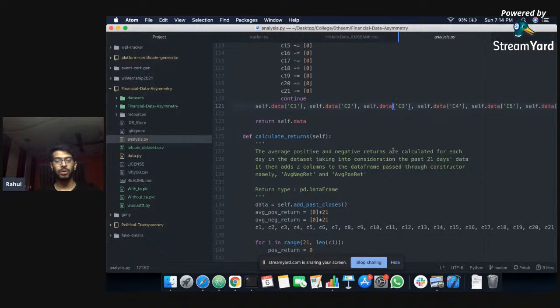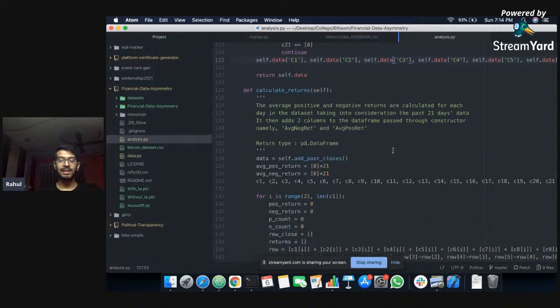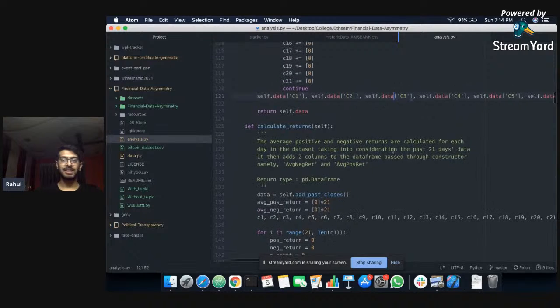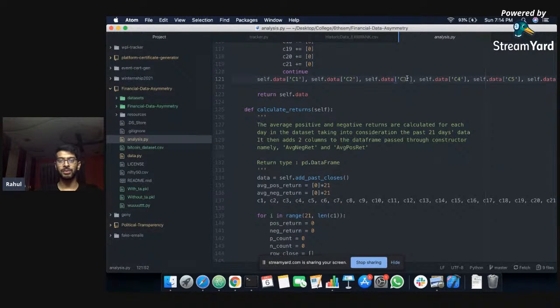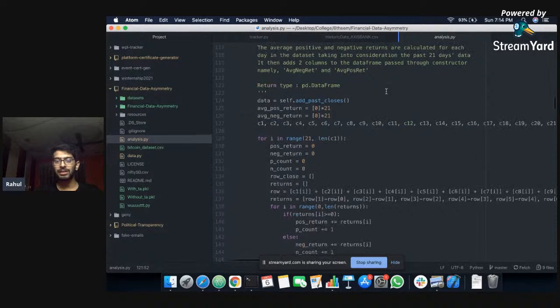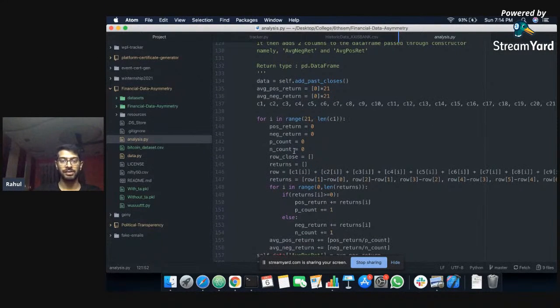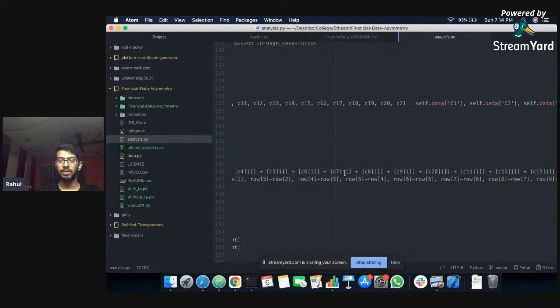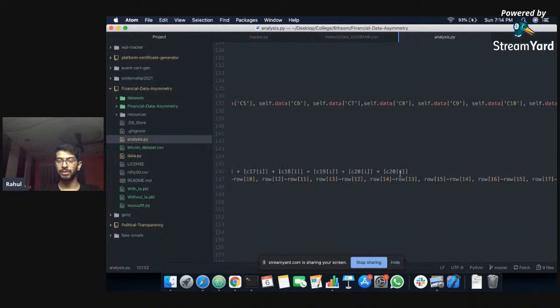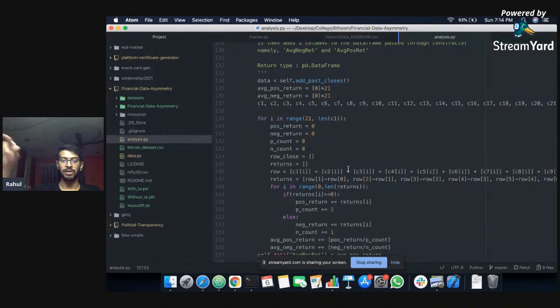So we decide to also calculate the returns, and how we calculate the returns is very simple. In case we want to calculate the return between C1 and C2, we just do C2 minus C1. If you want to calculate the returns between C2 and C3, we just do C3 minus C2. So it's a simple subtraction that we do, and we do it for all the 21 days. Okay, for all the 21 days we do that. So that way we have enough stock data, so enough return data.